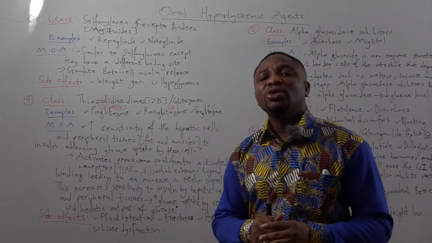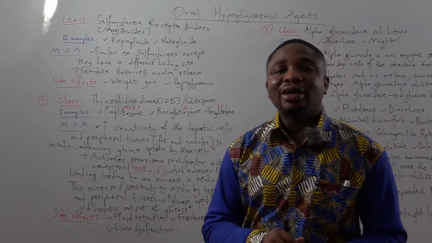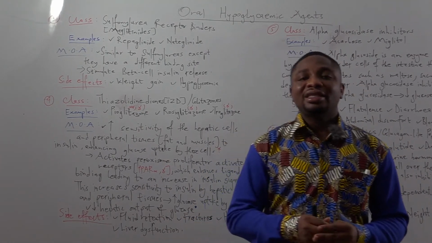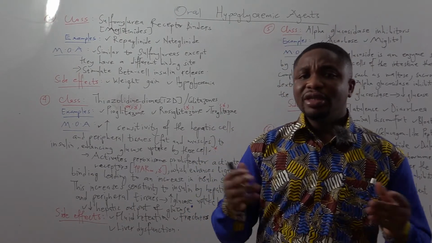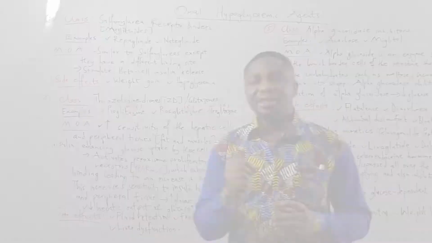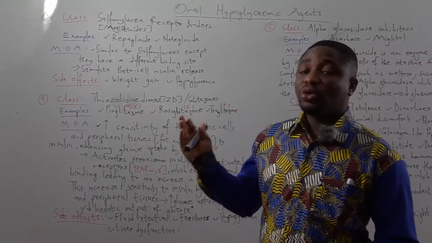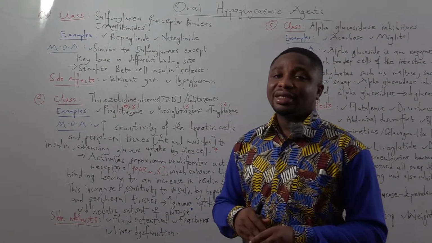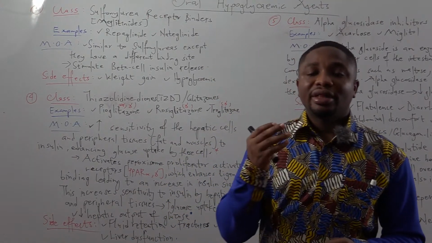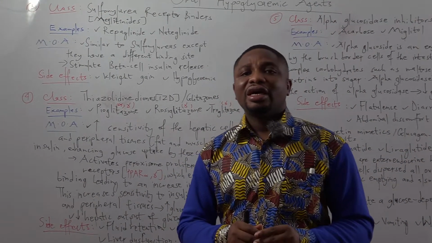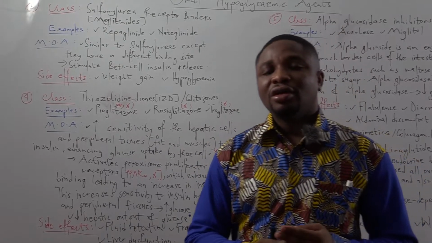Now let's move ahead and look at the fourth class. That will be the thiazolidinediones, also known simply as the glitazones. The thiazolidinediones can be simplified as TZD, and are also known as the glitazones. Examples, we can think of pioglitazone, rosiglitazone and troglitazone.